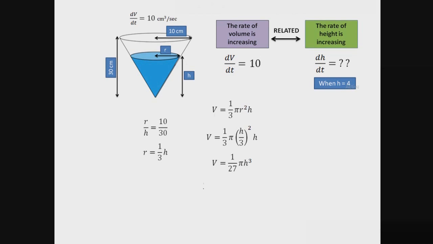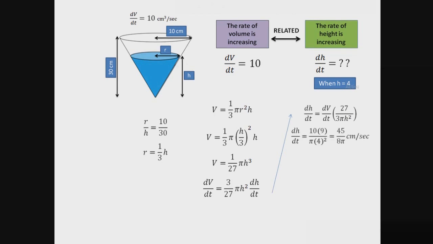From here, we need to do the implicit differentiation with respect to time. So we get dV over dt is equal to 3. We bring it in front, we get 3 over 27 pi h. 3 minus 1, you get 2. And don't forget to multiply by dh over dt. Then we get dh over dt is equal to dV over dt, in brackets 27 over 3 pi h squared. After that, we substitute all the information values given and we get 45 over 8 pi centimeter per second.